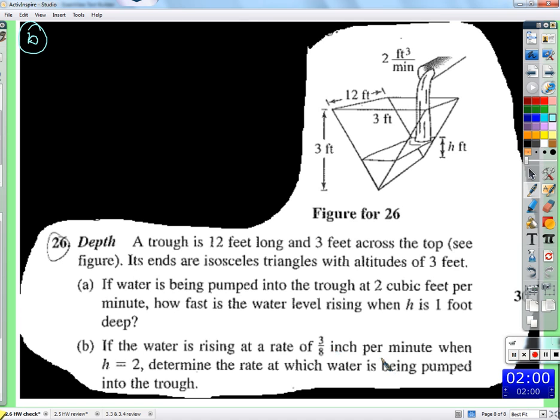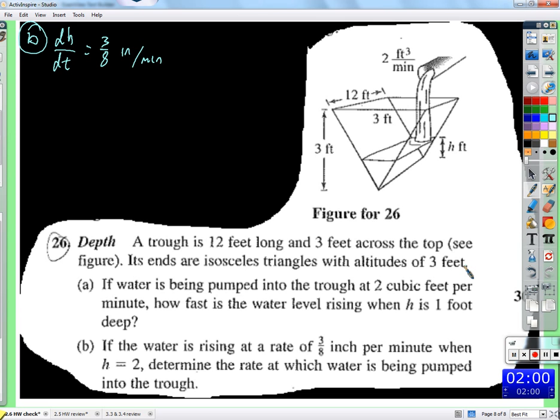So 3/8 inch per minute. What is 3/8 inch per minute? dH/dt is 3/8 inches per minute when the height is 2. When the height is 2. 2 what?